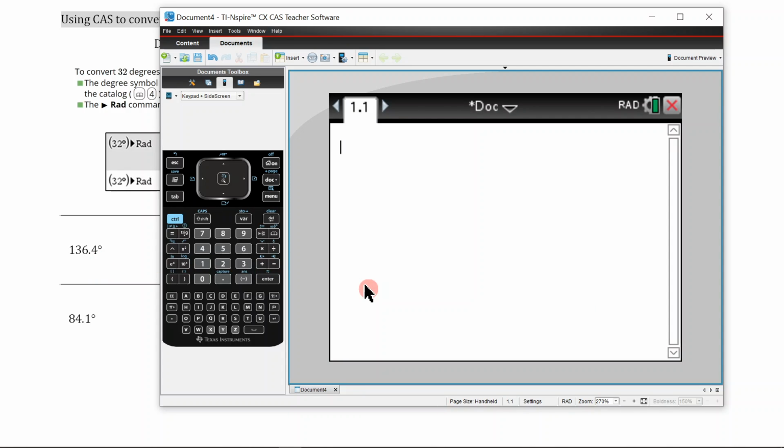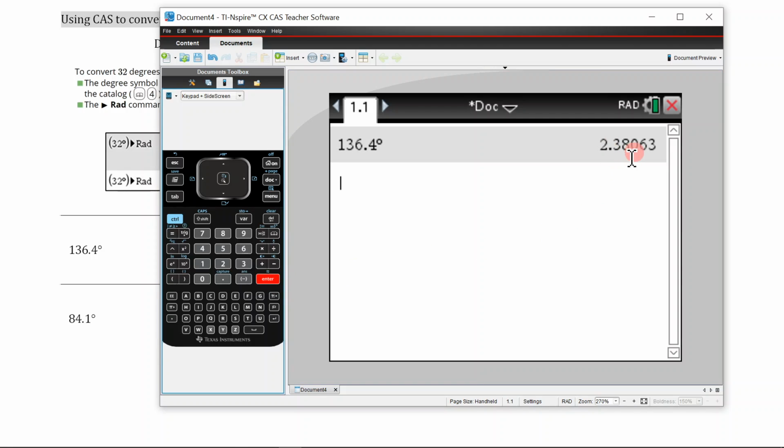Now, the first thing that you want to take note of here is that if your calculator is already in radians, the easiest way to do it is literally just to type in your number, put in your degree sign, and then if you just hit enter, it gives you the answer as a radian, no fuss. So you just have to hit enter.